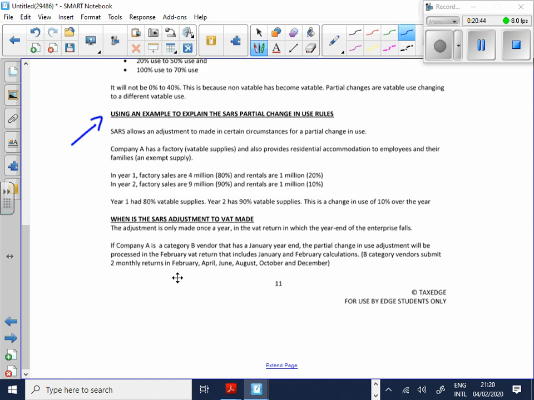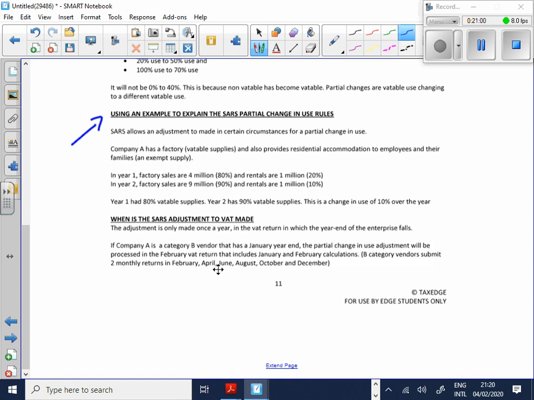Conceptually, you're happy. When is the SARS adjustment to VAT made? Year-end VAT return. Can't do it monthly. You've got to do it once you do your financials for the year. Guys, comfortable. By the way, if they put dividends into your income statement, what do you treat dividends as?